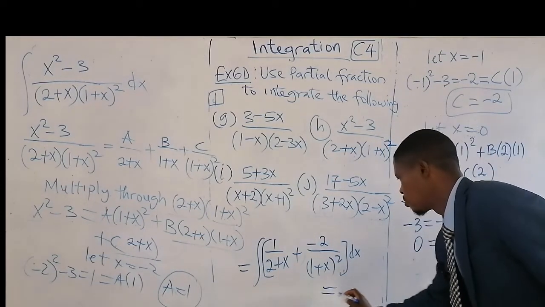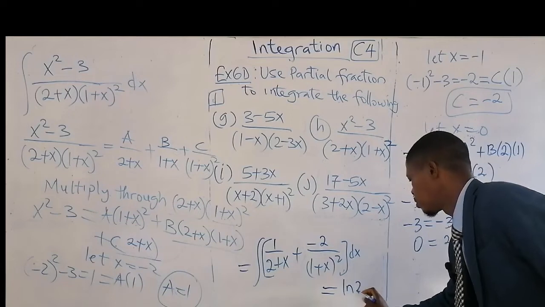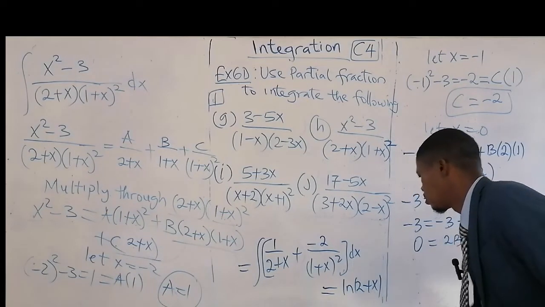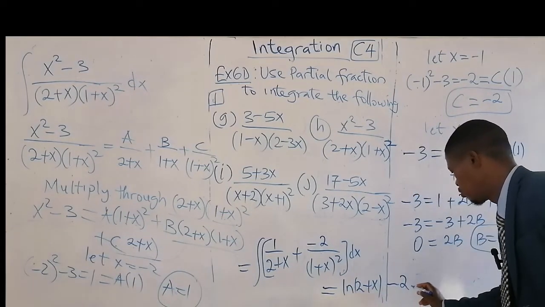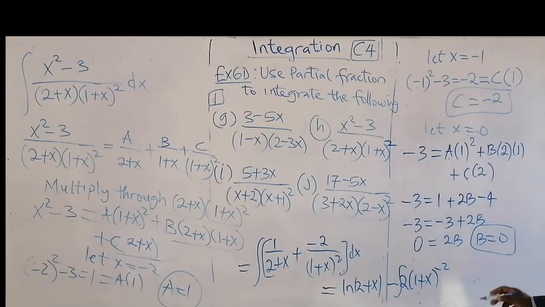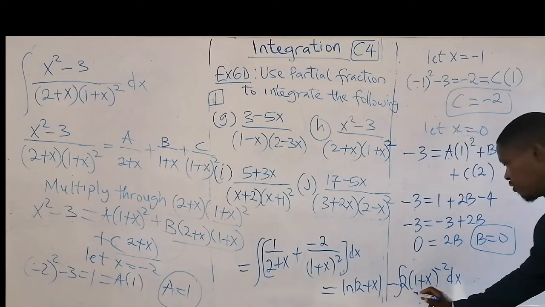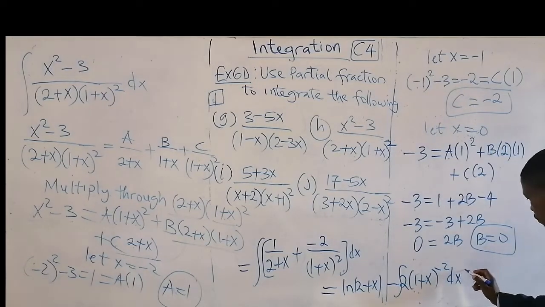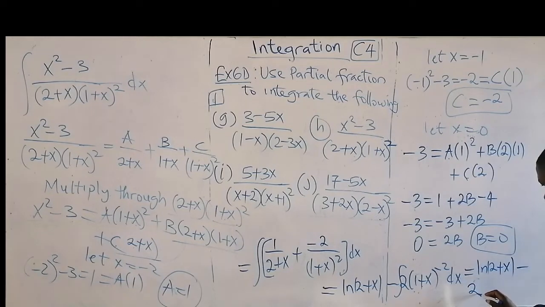This will be equal to ln(2 plus x) minus 2 times the integral of (1 plus x) to the power minus 2 dx. So we can solve this one separately. So the final conclusion for this one will be what? Will be ln(2 plus x). Then if you want to do this one, this will be minus 2 in the brackets, (1 plus x), this power here plus 1, that's minus 1, over minus 1.